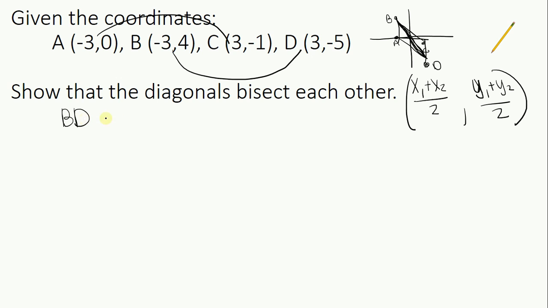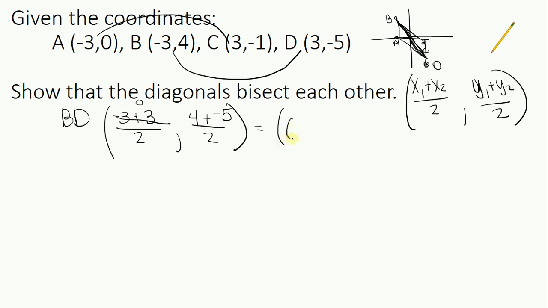Let's do my BD midpoint first. So I'm going to add my two x's together. So negative 3 plus 3 divided by 2. And set up my y's. That would be 4 plus a negative 5 over 2. Well, that's 0, right? Negative 3 plus 3, that's 0. So then I get 0 for that, because 0 divided by 2 is just 0. 4 plus negative 5, that's a negative 1. Divided by 2, that's negative 0.5, or negative 1/2.